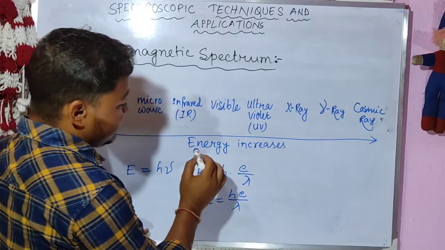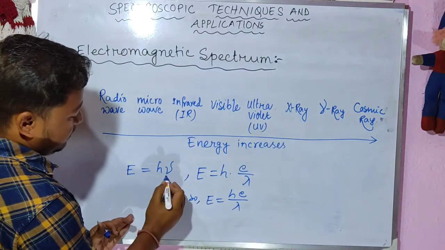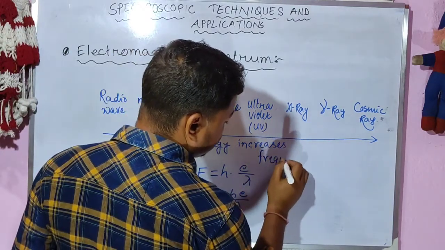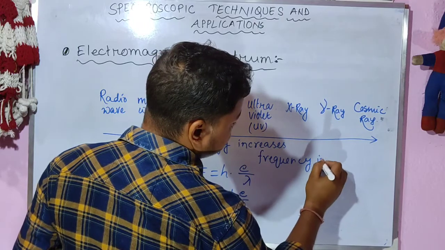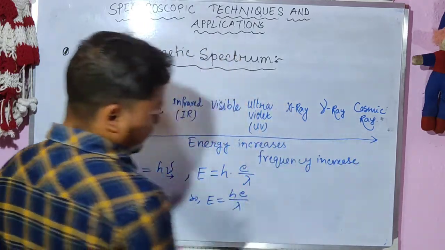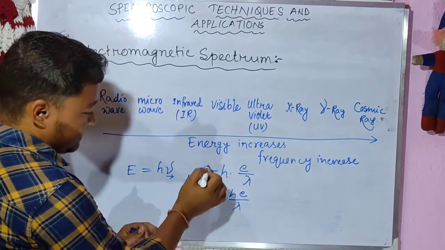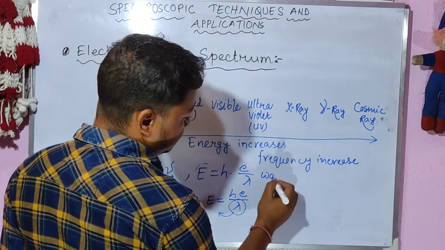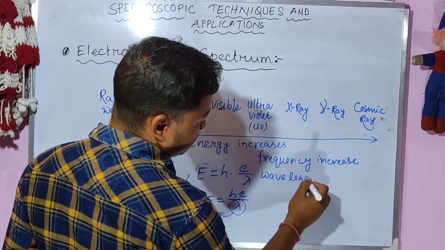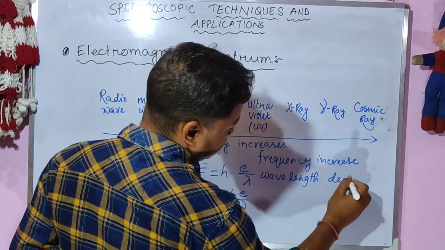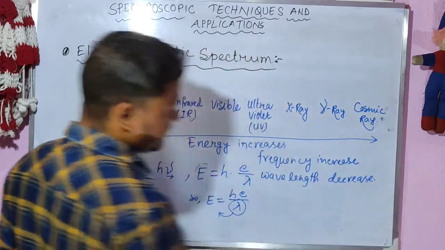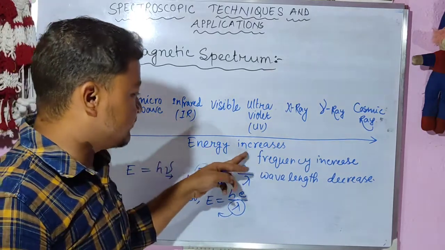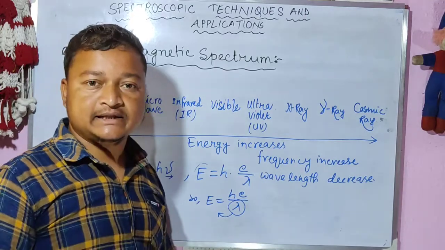So as energy increases, frequency also increases, and since frequency and energy increase, lambda, that is wavelength, decreases. So if we go from left to right, the energy increases, frequency increases, and wavelength decreases.